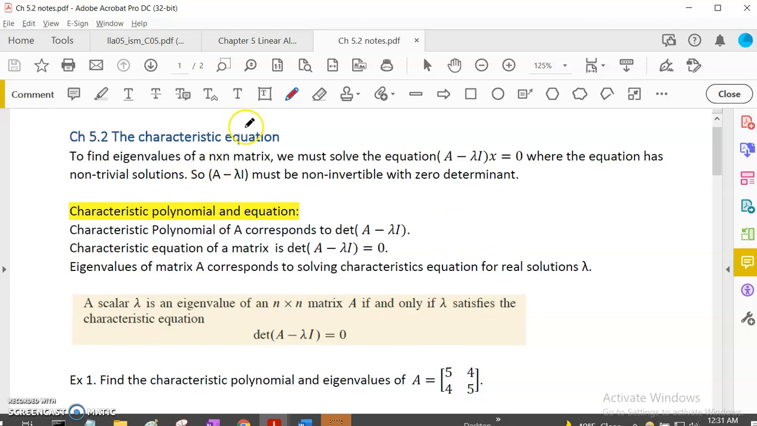What is a characteristic equation? It's an equation that can help you find your eigenvalue. Remember, we talked about eigenvector and eigenvalue in chapter 5.1.